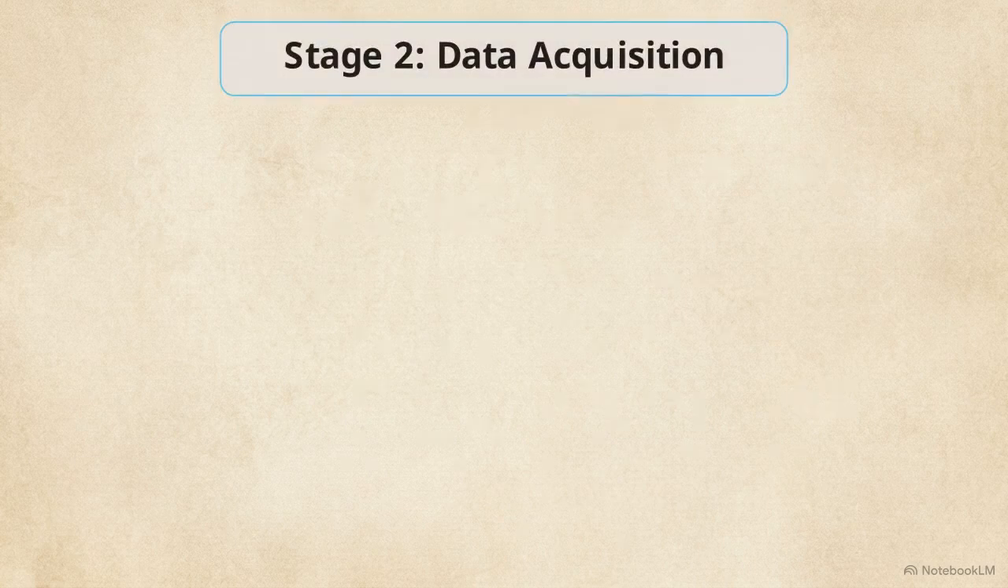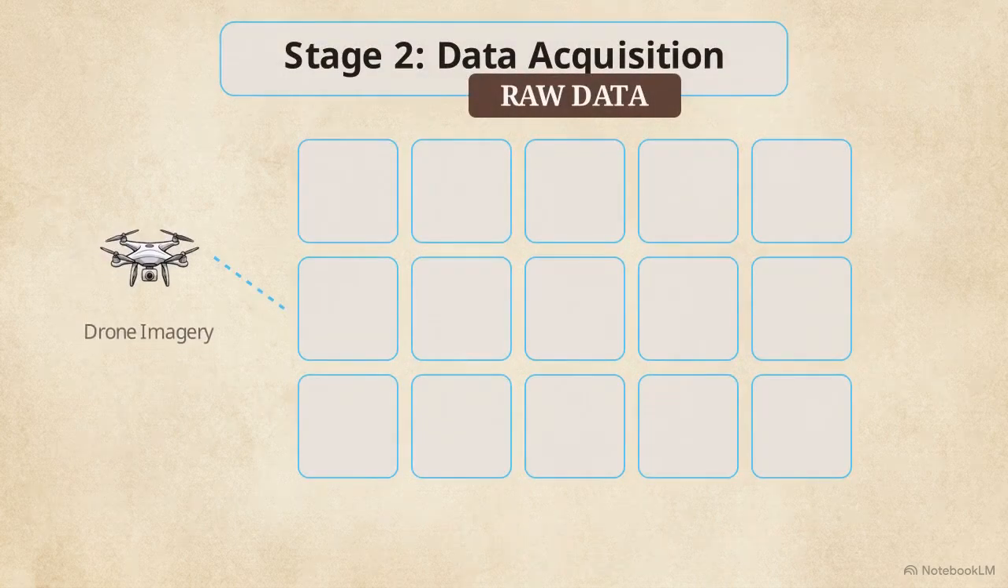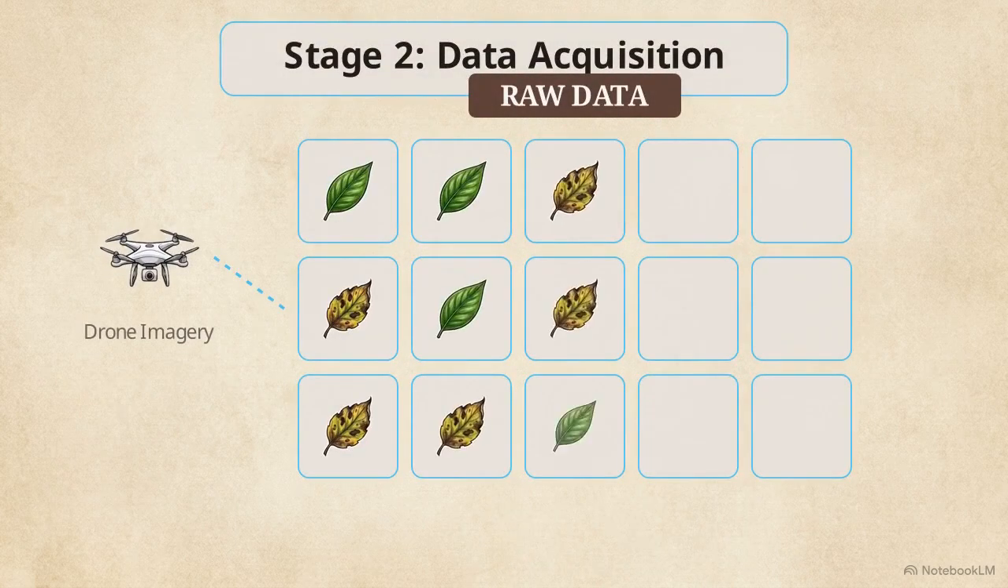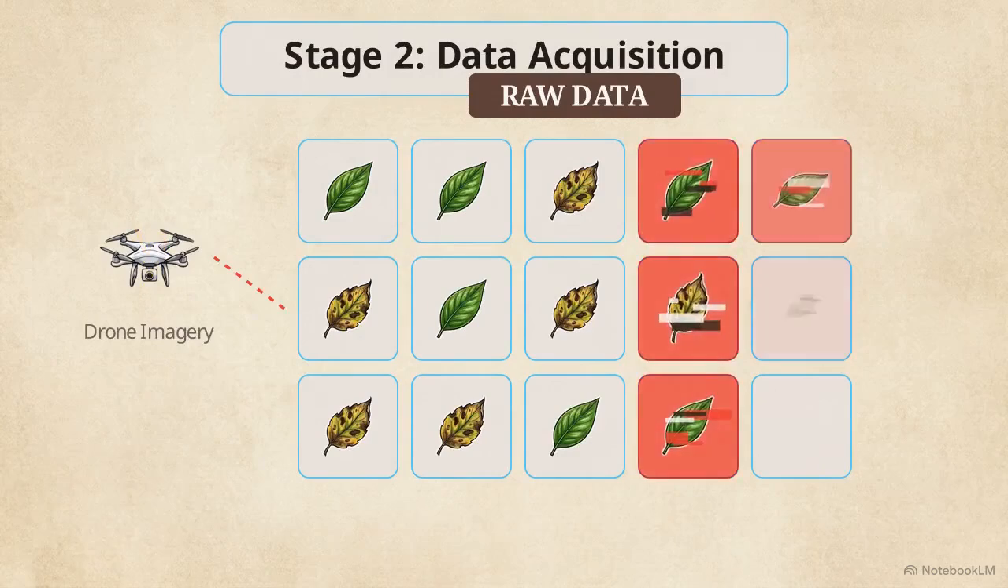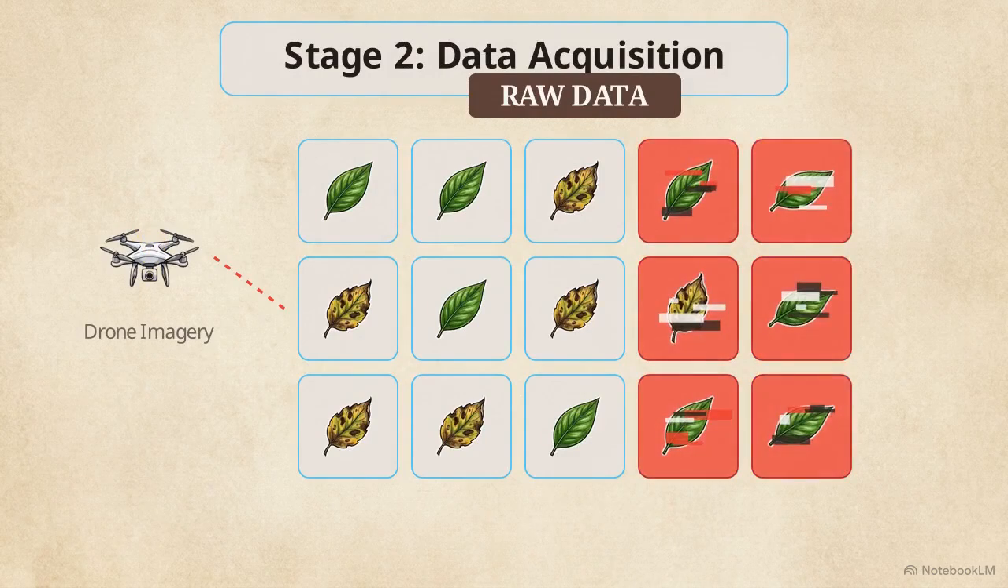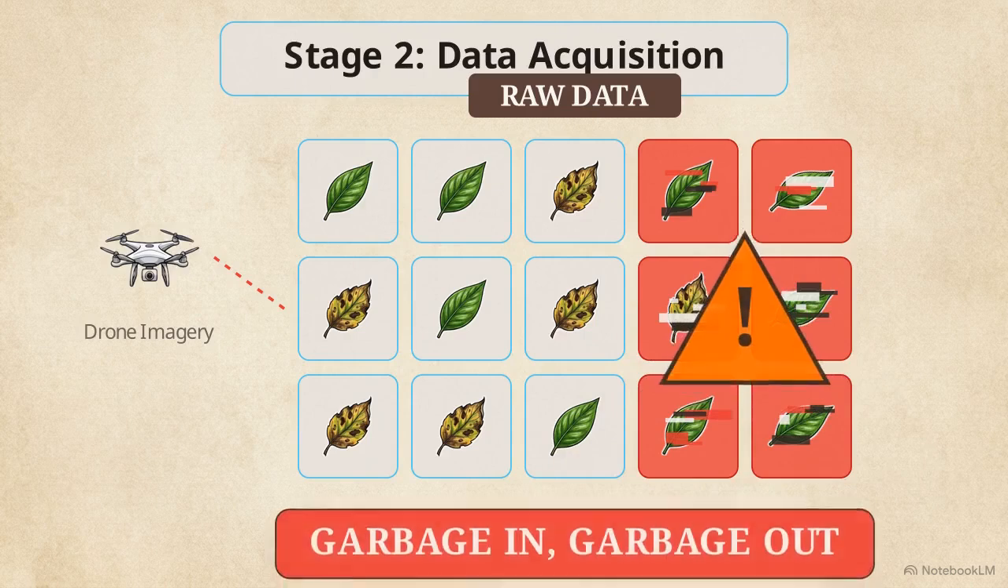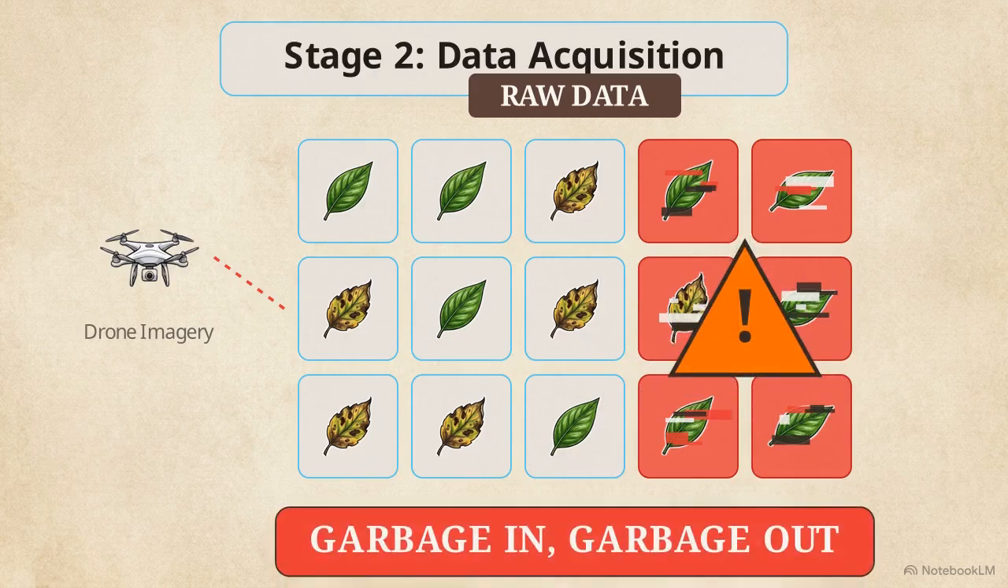With the scope locked, we move to Stage 2, data acquisition. AI models depend entirely on the raw data fueling them. If we collect blurry, inaccurate images from our drones, the resulting AI will perform poorly. The strict rule is garbage in, garbage out.